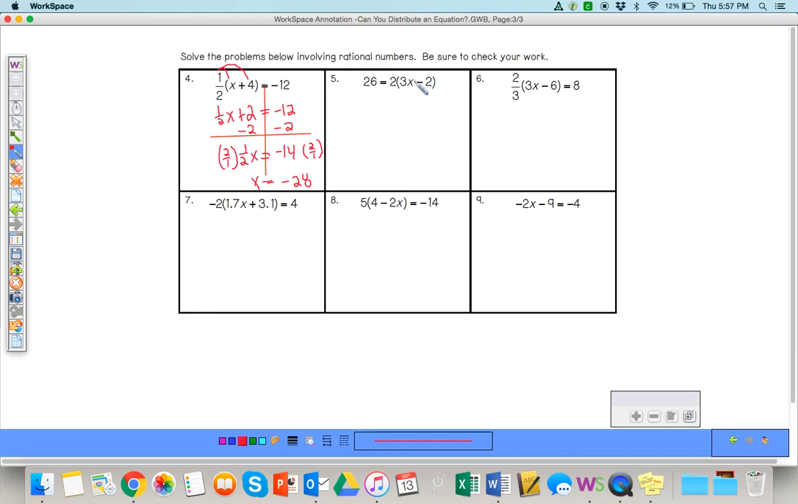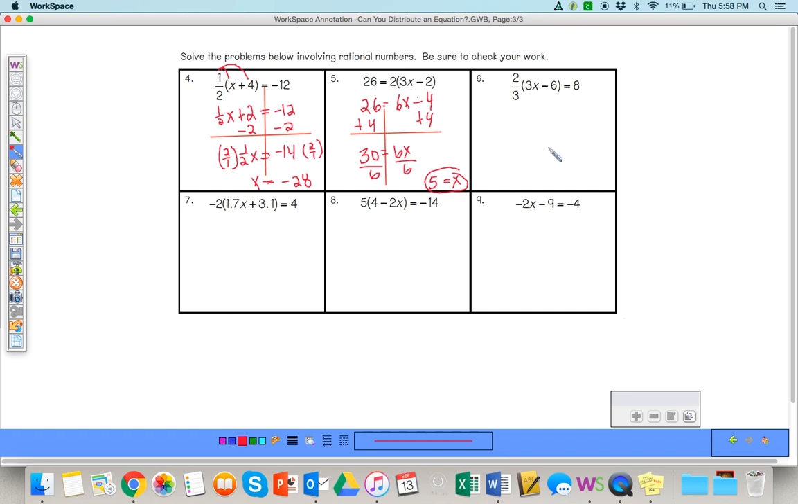So on this side, we need to distribute over here. We end up with 6x minus 4, and that should equal 26. So we're going to add 4 on both sides. We get 30 equals 6x. We divide by 6, divide by 6, and we get 5 equals x.